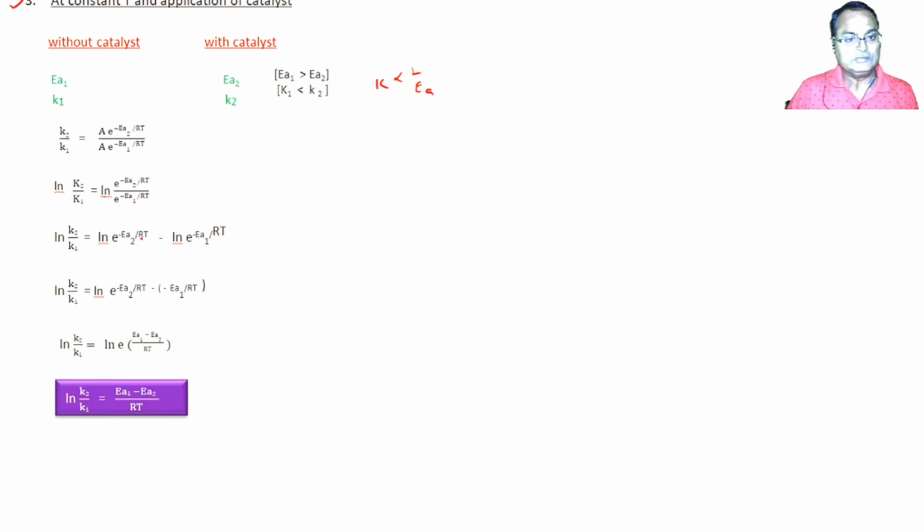And log K2 upon K1, we will write in log A minus log B form, so it becomes log A minus log B. Again, log K2 upon K1, because the bases are the same, we will add their powers, so this becomes this minus this, right? So it becomes log K2 upon K1, and this is EA1 minus EA2 upon RT, this is the delta E. So this is another very, very important relation, and questions based on catalyst are made on this equation, right? So you will look at this.